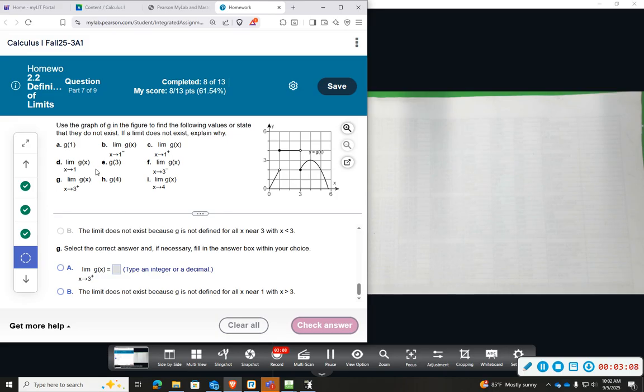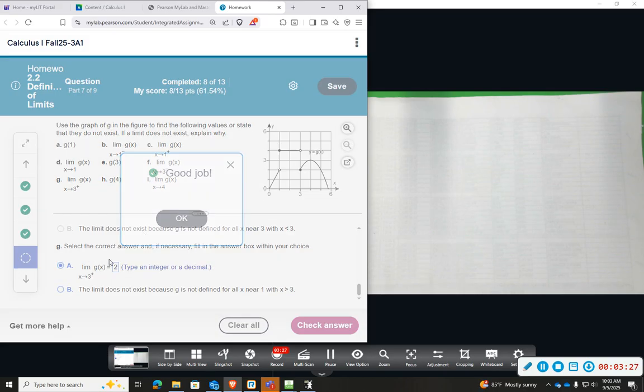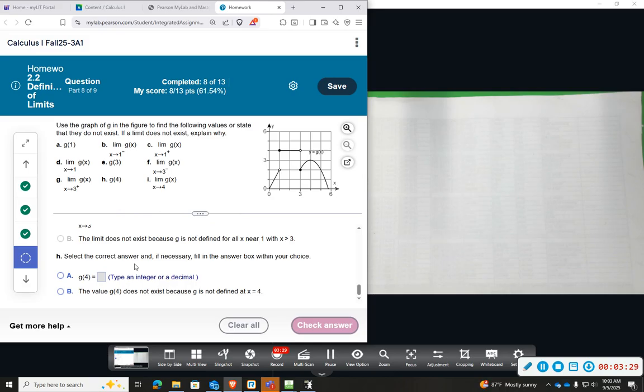Then we want to find the right side limit, so the limit of G of x as x approaches 3 from the right. So we're coming from the right going toward the left, and as we approach 3 from the right hand side, we are going toward 2. And then we want to find the G of 4 value, so I go to the x-axis 4, trace it up, I hit the line at a y value of 3.